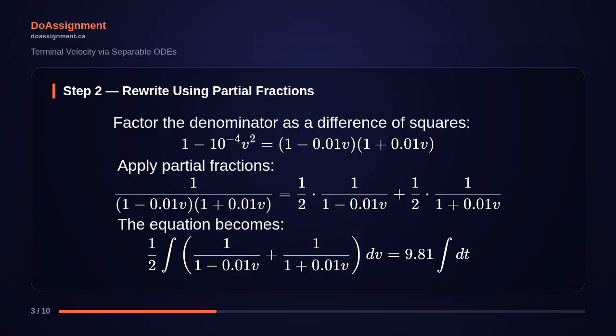We factor the denominator as a difference of squares. 1 minus 10 to the negative 4 v squared equals (1 minus 0.01 v) times (1 plus 0.01 v). Applying partial fractions splits the integrand into two simpler fractions, each with coefficient 1/2.